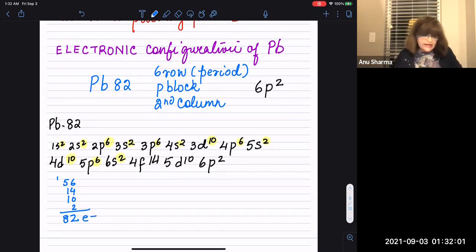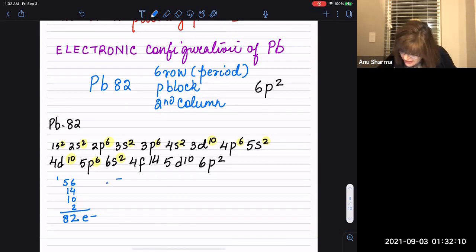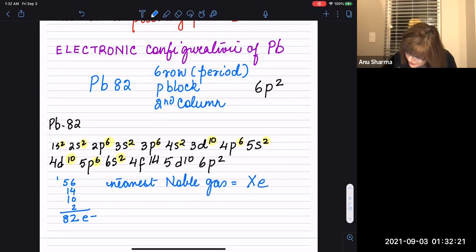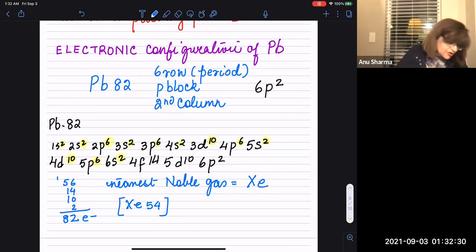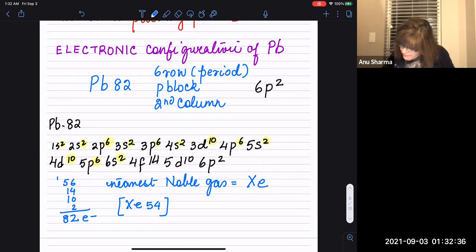Okay, so the whole thing can be condensed. Now here, the nearest noble gas for lead is xenon 54. Okay, xenon is 54. So xenon 54, and then the remaining all the way till 82. So let's see where xenon comes in. Xenon comes in through these 5p6. So right here till here. Okay, so then after that is 6s2.